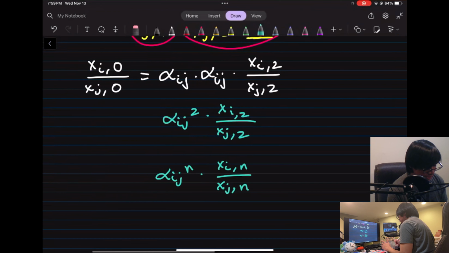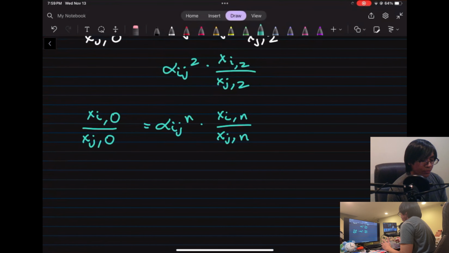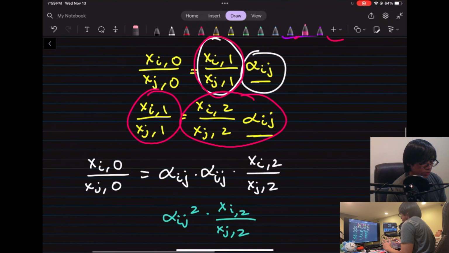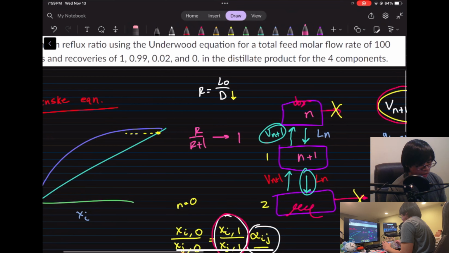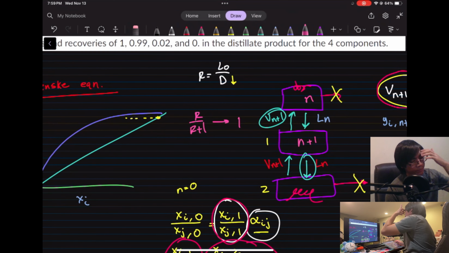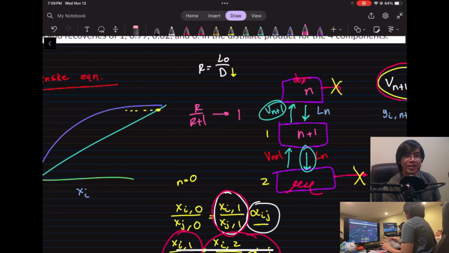And also, always, this relates to our top stage at our condenser, light key, heavy key. So now this is our expression. So n for any n stages, we're solving for that minimum number of stages here. And of course, this is assuming infinite reflux, where the slope of our operating line, those passing streams are equal to each other, such that the operating line lies on the 45-degree line, as I showed before.